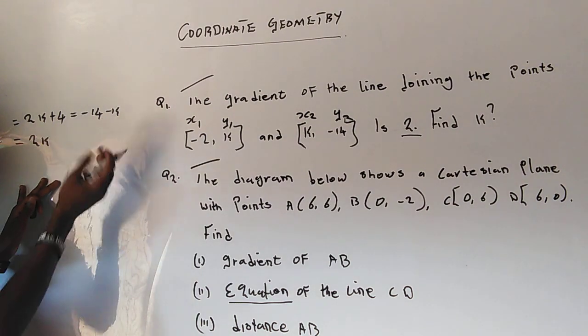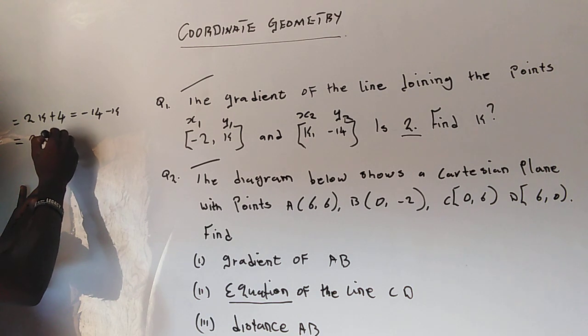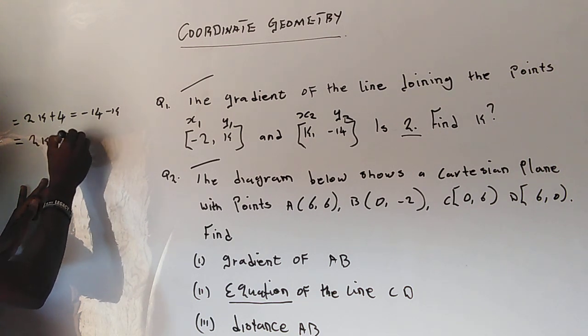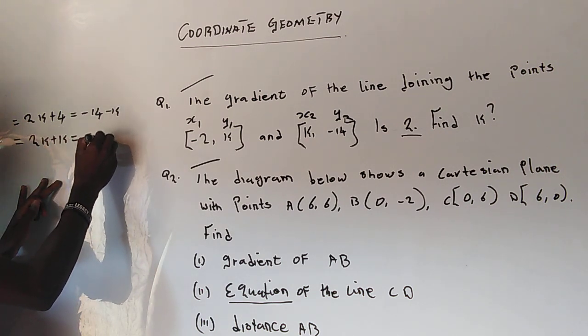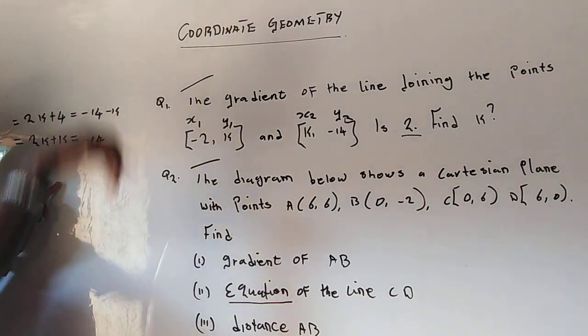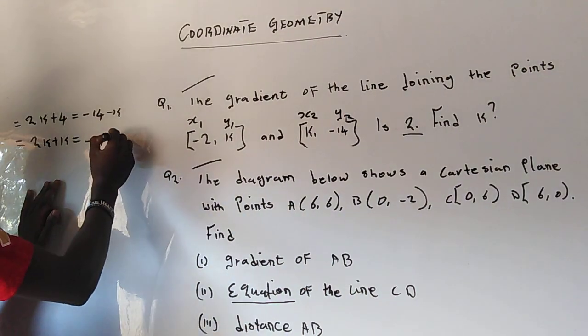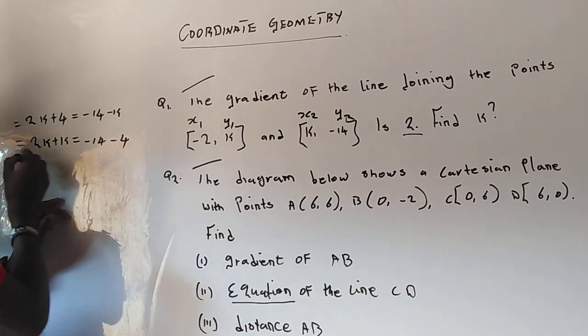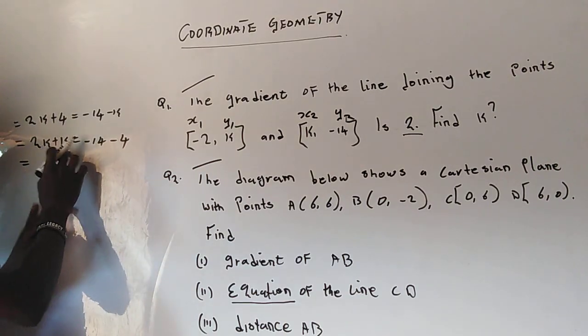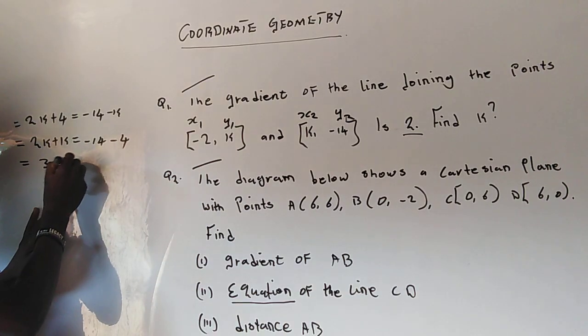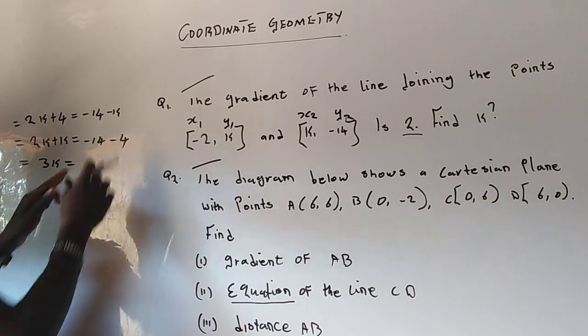This is a negative. Whenever it crosses the equation, it's going to be a positive. So plus k is equal to, I'm remaining with negative 14 here. So this is a positive. Whenever it crosses the equation, it's going to be a negative, minus 4. Such that 2k plus k, I'm going to have a 3k is equal to negative 14 minus 4.